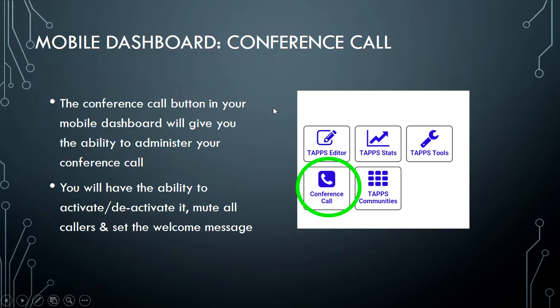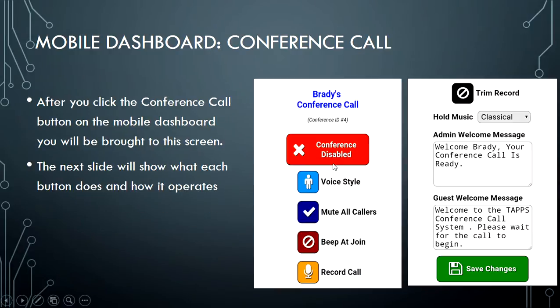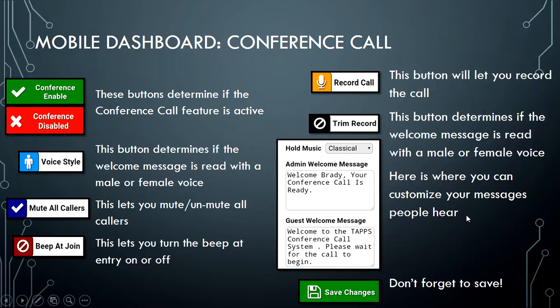Now, from your mobile dashboard, if you have a conference call line, you will have the additional tile that says conference call. This is where you'll have the ability to activate it and deactivate it and adjust some other settings. So here, this button that says conference disabled is where you can enable it or disable it. As it is now, the conference call is disabled. If I were to click on it, it would turn green and be enabled. Below you have other options and even the welcome messages that you can set.